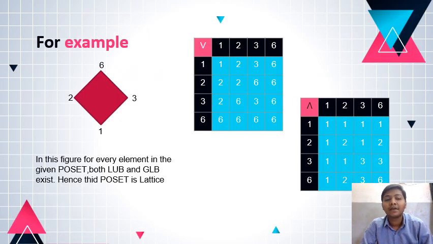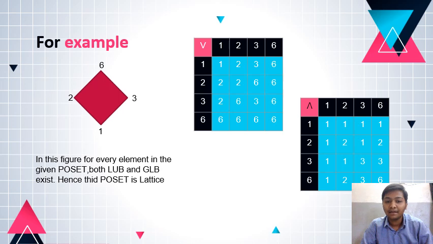In this figure there are 4 vertices: 1, 2, 3 and 6, and the first table shows the least upper bound of the figure. For pair 1 and 1 it is 1, for pair 1 and 2 it is 2, for pair 1 and 3 it is 3, and for pair 1 and 6 it is 6. Likewise for pair 2 and 1 the least upper bound is 2, for 2 and 2 it is 2, for 2 and 6 it is 6, and for 2 and 3 it is 6. Similarly for each and every pair there exists a least upper bound.